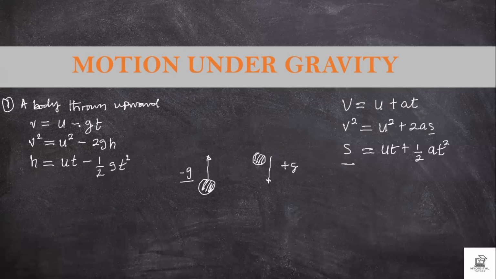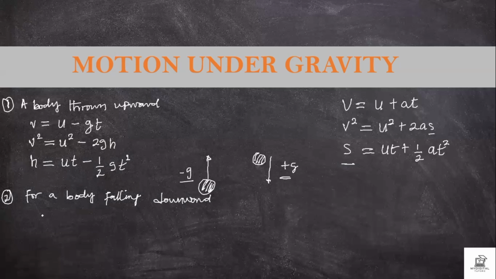So when a body is thrown upward, depending on how the question is, you can use any of these equations with the negative sign. The second case is for a body falling downward, or released from a height. The difference is just negative, positive. So when it's coming down, G is positive.